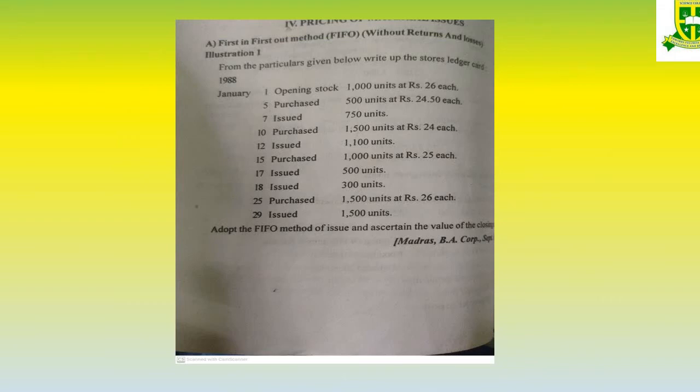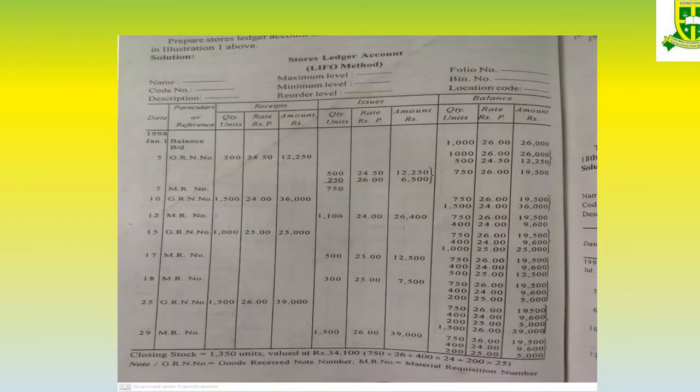So what is the question given? Your opening stock, the last year balance. So I am writing on 1st January balance brought down. What is the balance remaining in my hand? 1000 units. What is the rate per unit? 26. So 1000 into 26, which is 26,000.